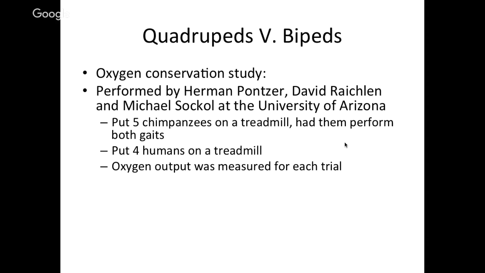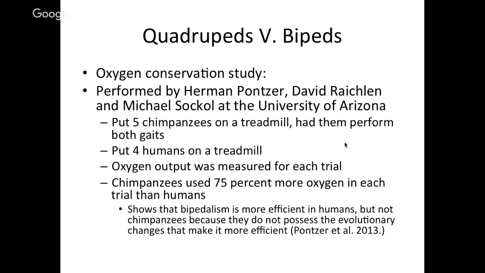And in the results of this study, they found that chimpanzees use 75% more oxygen in each trial than humans. And this shows that bipedalism is more efficient in humans, but not in chimpanzees because they do not possess the evolutionary changes that make it more efficient. And those evolutionary changes are the things we just talked about, such as a change in the foot shape, an increase in quadriceps angle, and a change in the position of the foramen magnum, etc.